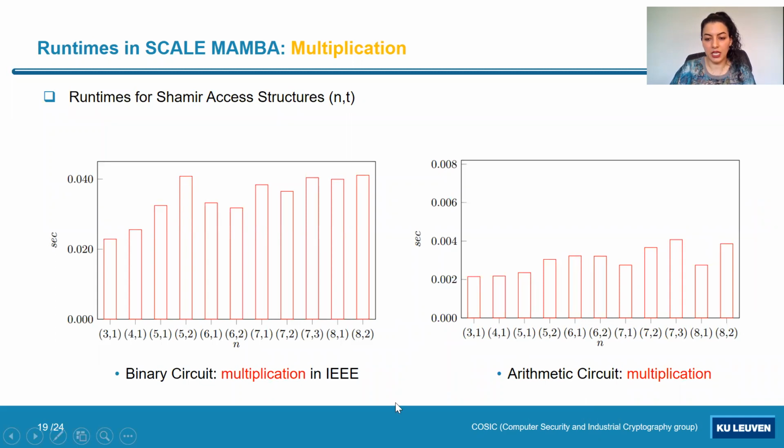And here is multiplication, and the same. The y-axis shows seconds, and the x-axis shows the number of parties and threshold, and the access structure is Shamir, but in the paper we have the full threshold access structure as well. And here you can see that arithmetic circuits are still better than binary circuits for multiplication.